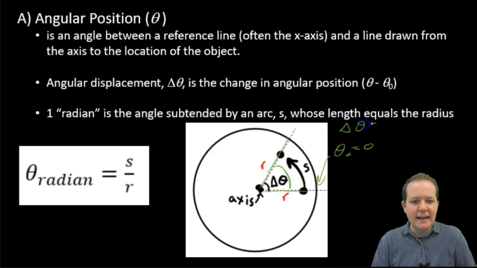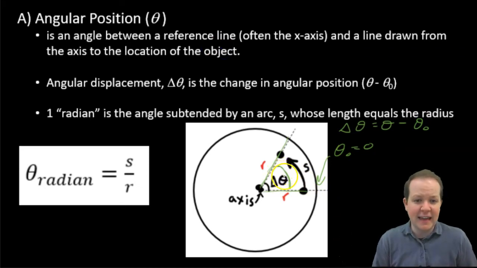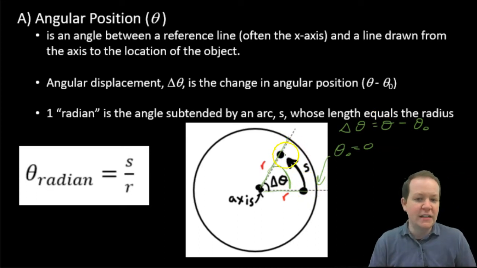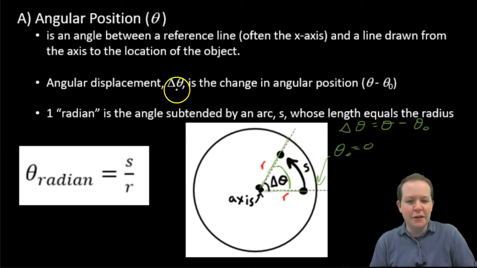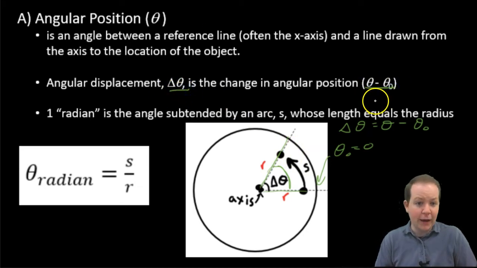So delta theta equals theta minus theta naught. We'll usually call this right here 0. I don't know, maybe this is 50 degrees, something like that. So the angular displacement changed by 50 degrees, or it started at an angle of 0, and it ended up at an angle of 50 degrees beyond that, okay? Delta theta, the angular displacement, is the change in angular position, okay?